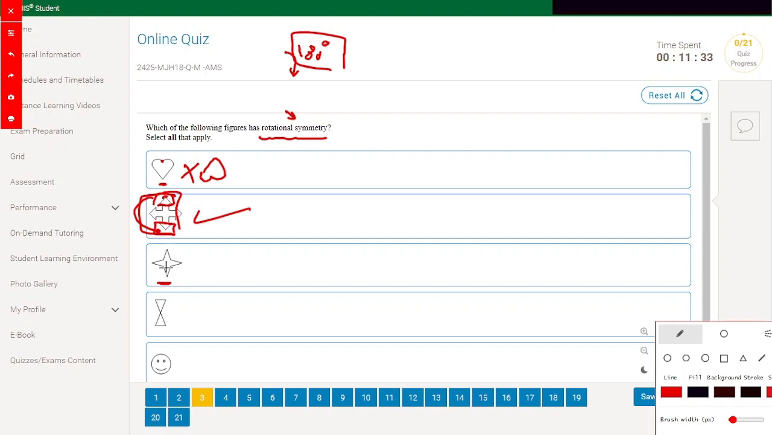Third one, if I rotate 180 degrees, it will also be the same. And here, if I rotate this figure 180 degrees, it will become the same as the original one, so it will be the right answer. And this face, if I rotate it 180 degrees, the face will become like this. So this is not the right answer.